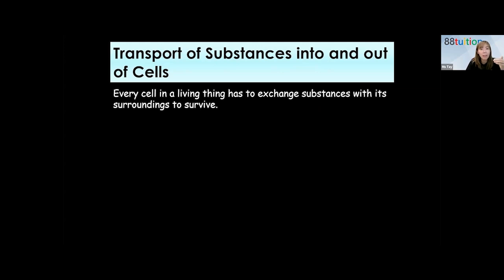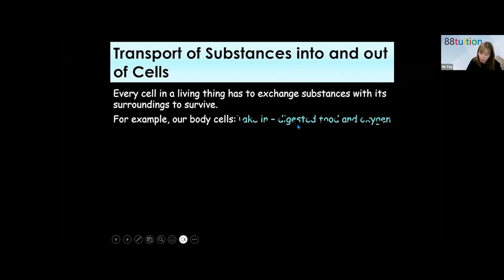So not everything can enter the cells, and not everything can come out of the cell. How does that actually get prevented? So you have to think about it. Every cell needs to exchange substances, correct? For example, our body cells take in digested food and oxygen, then we remove carbon dioxide and urea.